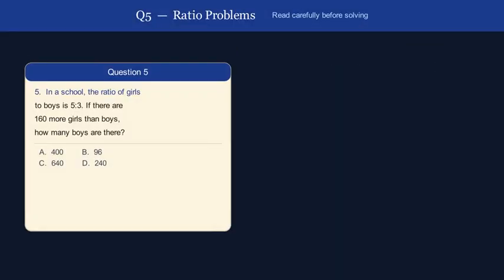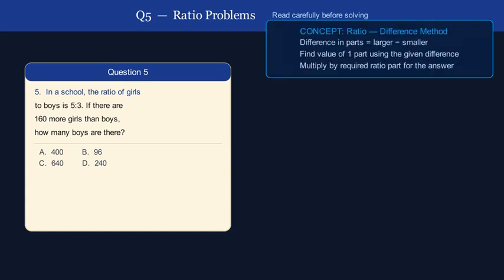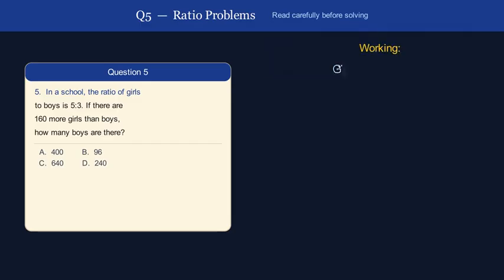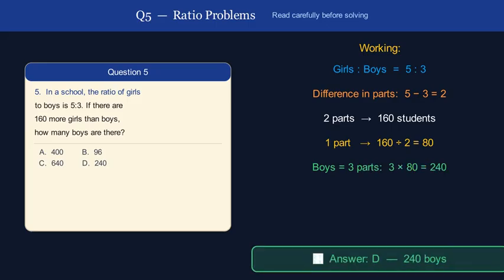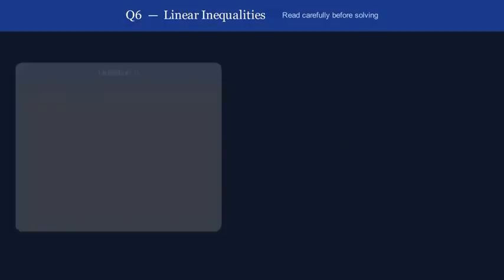Question number 5. In a school, the ratio of girls to boys is 5:3. If there are 160 more girls than boys, how many boys are there? So the difference in ratio is 5 minus 3, which is equal to 2. This 2 is equal to 160. To get one part, we divide by 2 to get 80. To get the number of boys, we multiply 80 times their ratio, which is 3, to get 240.